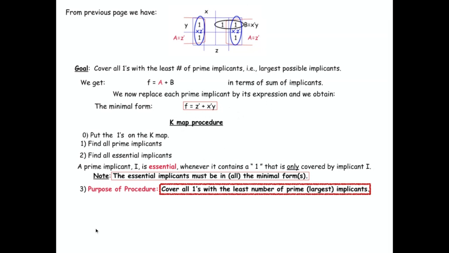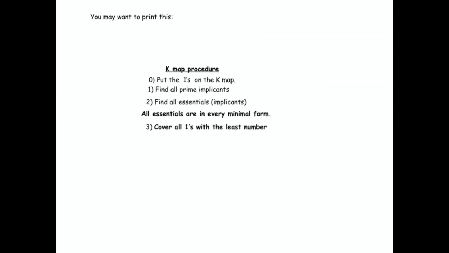Now the purpose of this whole procedure, of the K-map procedure, is to cover all ones with the least number of prime or largest implicants. And then, of course, once we have done all of this, we are ready to write the minimal form. So step 3 is this form, and then step 4 is this minimal form. Again, here I have the procedure. So this page you could print out so that when you're doing it, you can just go through the steps and be done with it.